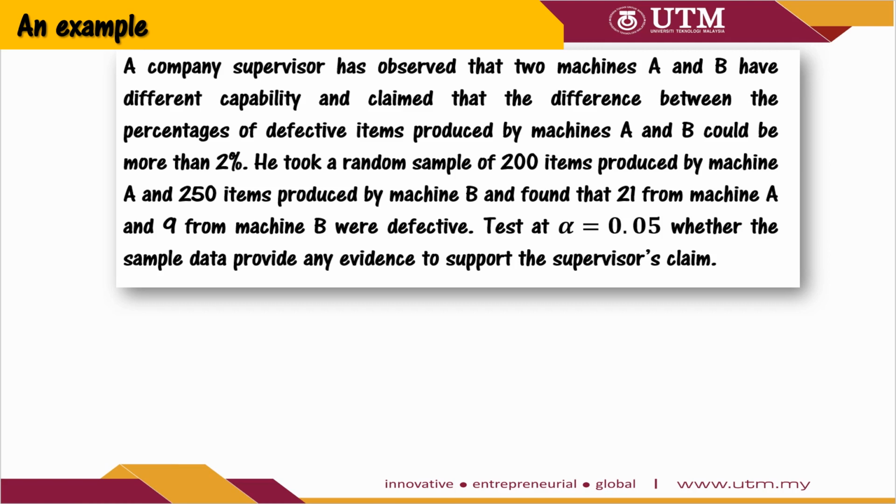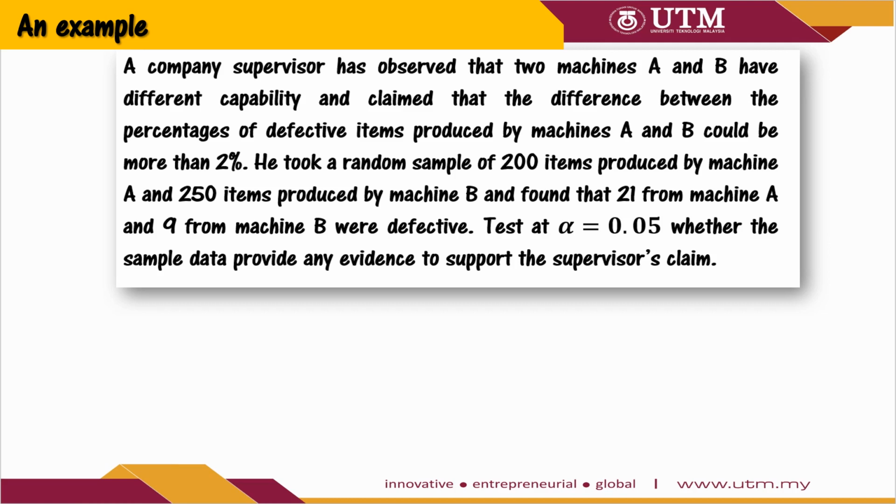He took a random sample of 200 items produced by machine A and 250 items produced by machine B and found that 21 from machine A and 9 from machine B were defective. Test at alpha equal to 0.05 whether the sample data provide any evidence to support the supervisor's claim.